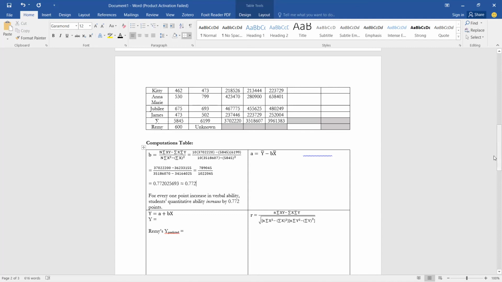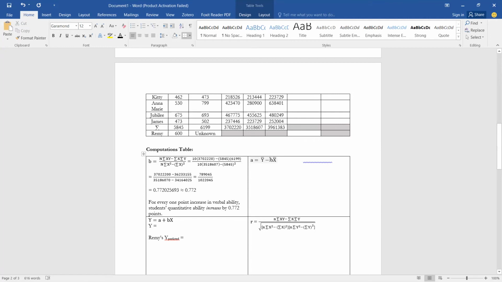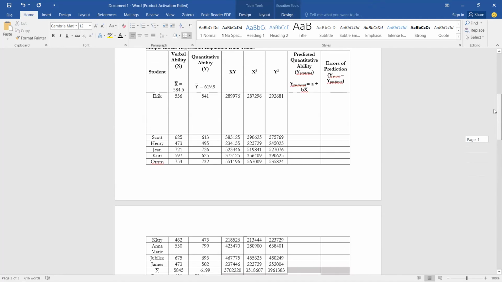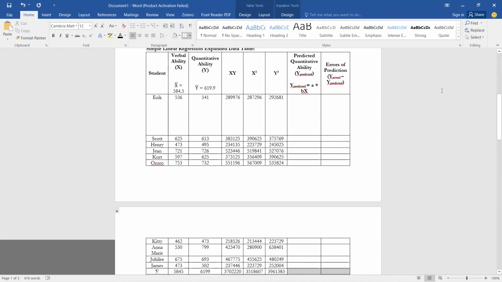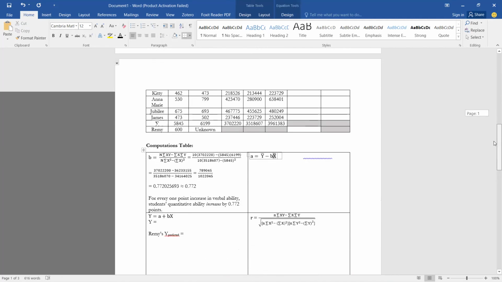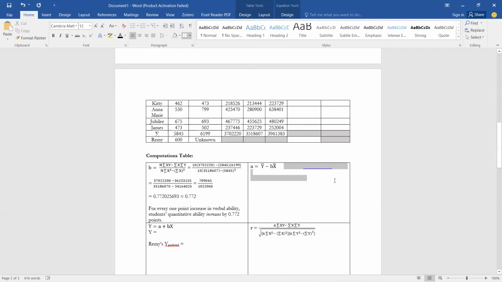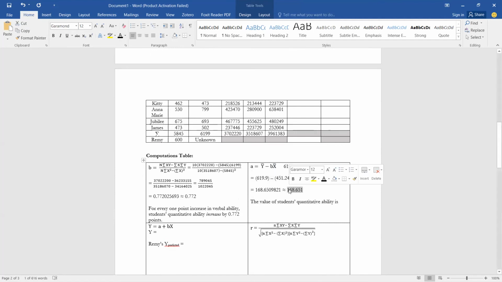Okay? So now we have B. So ilalagay na lang natin siya to find A. And we also have the values for your mean of x and mean of y. So it should be very straightforward. So you will get around 168.651 as your regression constant.